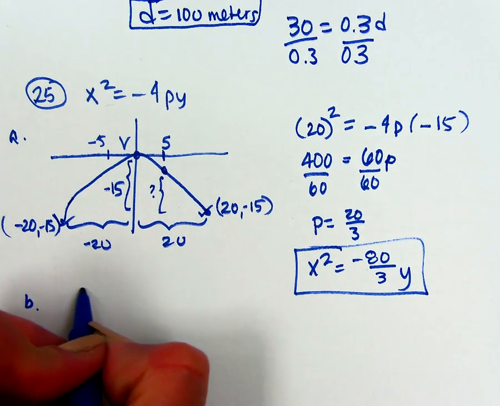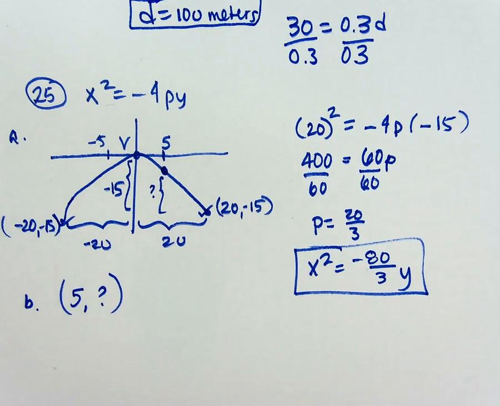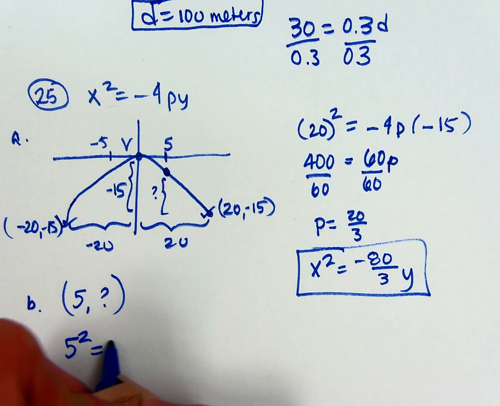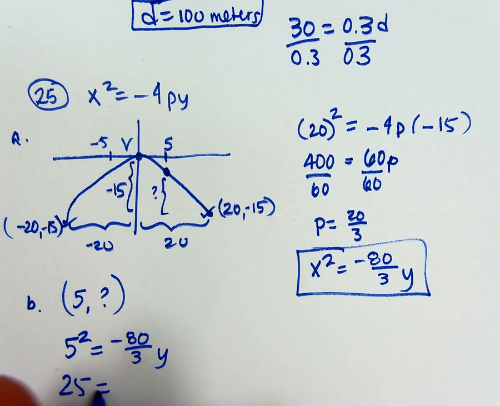All right, so if I want to know 5 comma what, like what point here is on the parabola, I'm going to put 5 in my equation. So I do 5 squared equals negative 80 thirds y. So I get 25 equals negative 80 over 3 y. So 75 over negative 80 equals y. And that gives me negative 15 sixteenths.